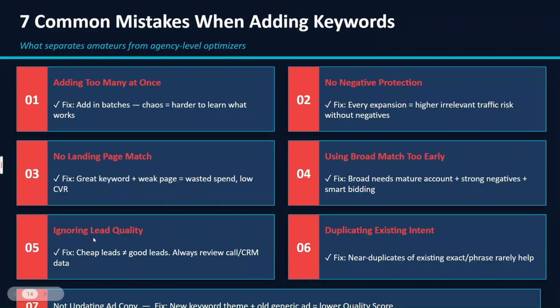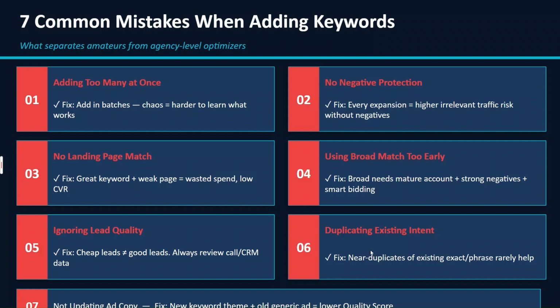Number five is ignoring lead quality. Okay, you can have a low cost per lead but terrible lead quality, meaning that people are not actually ready to book. Always check call recordings and CRM data to confirm lead quality.